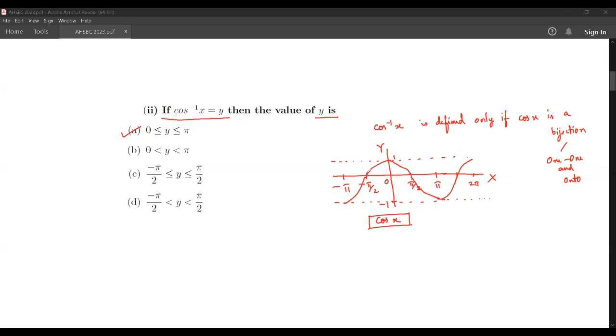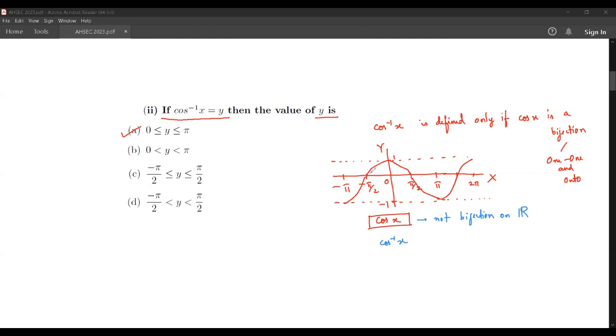We know that the cos function is not a bijection if I take the whole real line. So this is not a bijection on R. So in order to define the cos inverse, we have to make it a bijection. We have to make it 1-1 and onto.